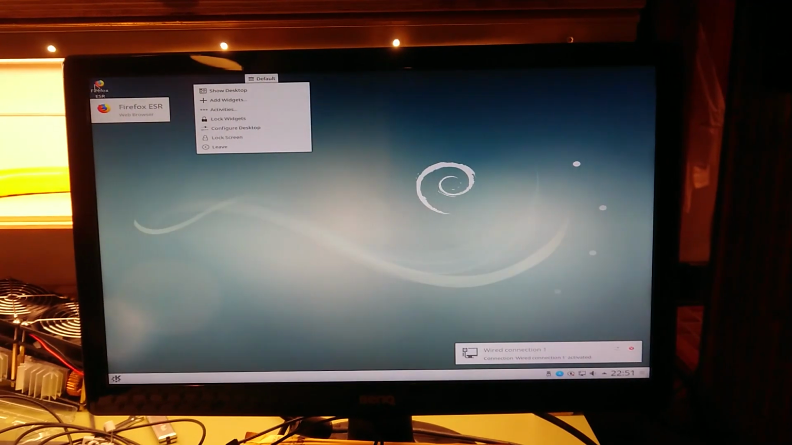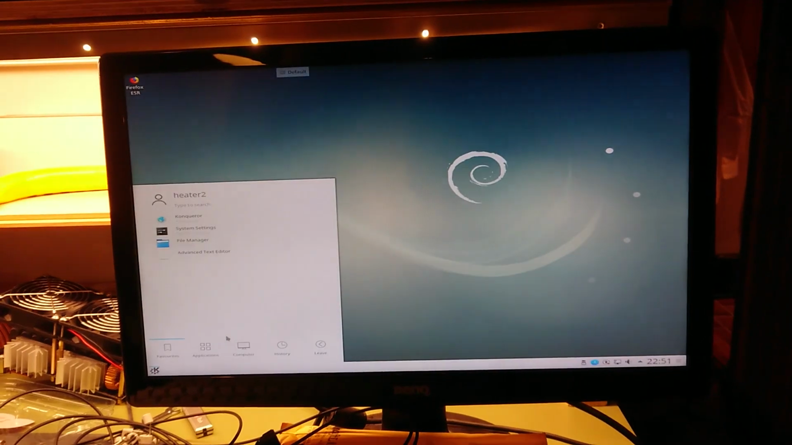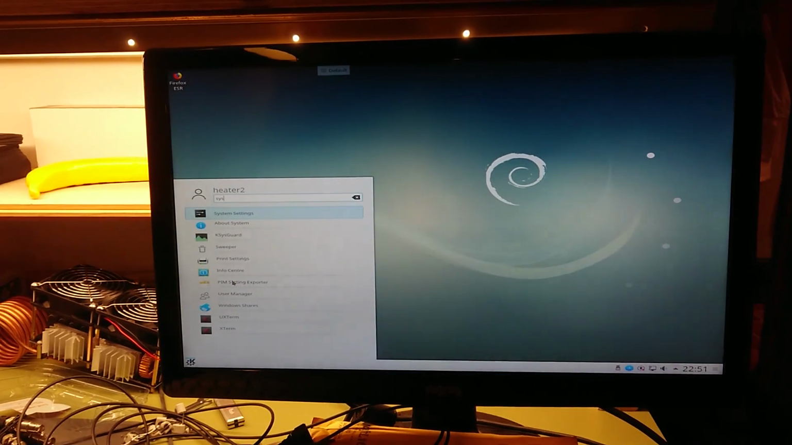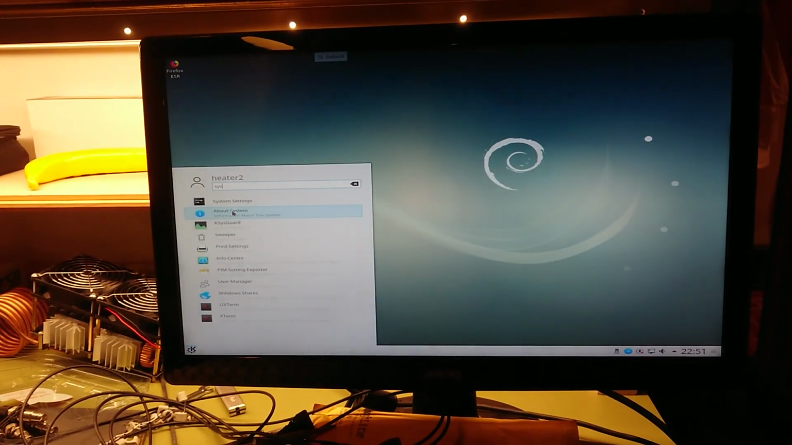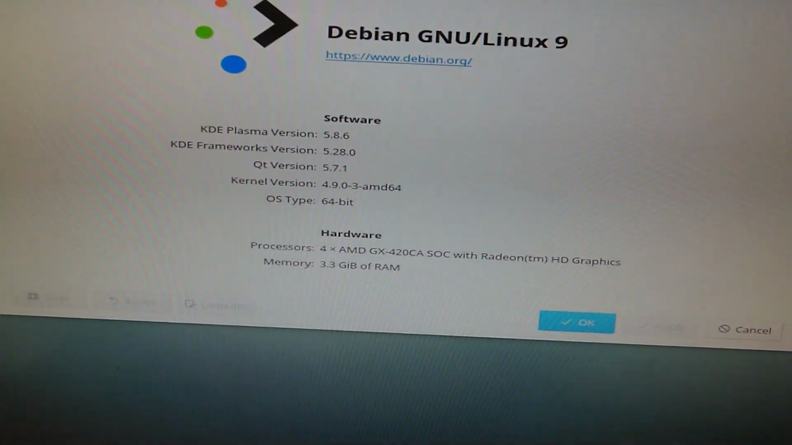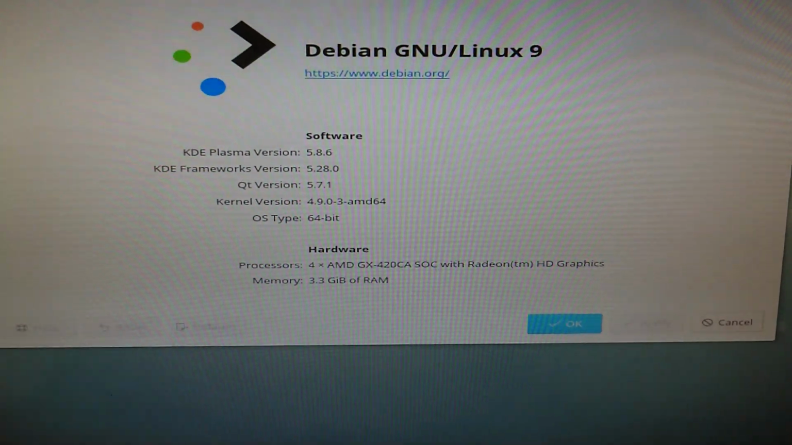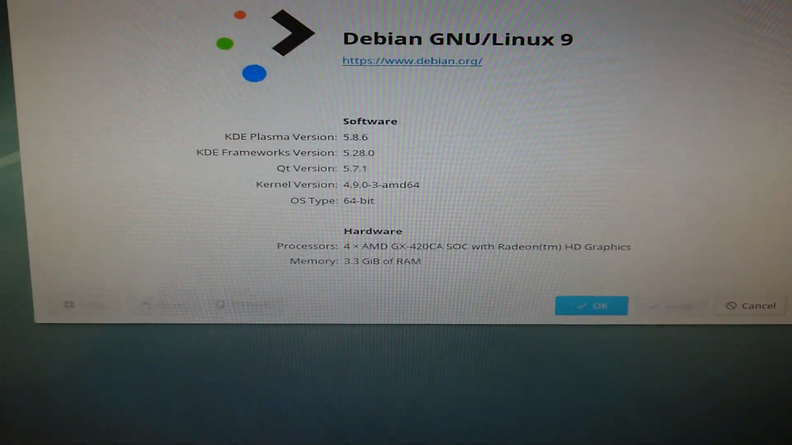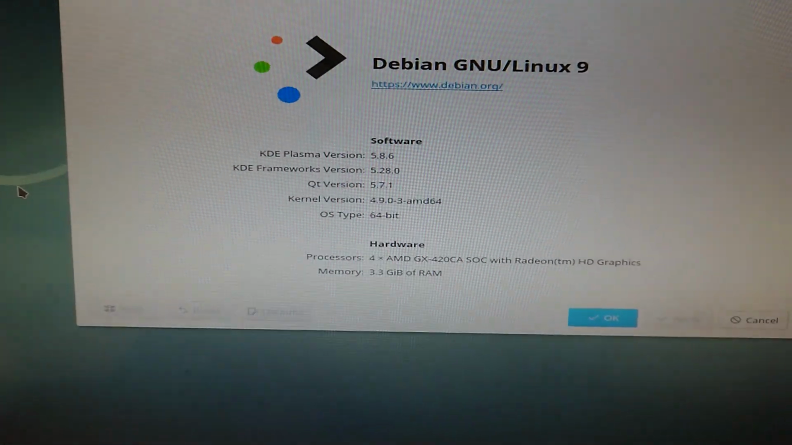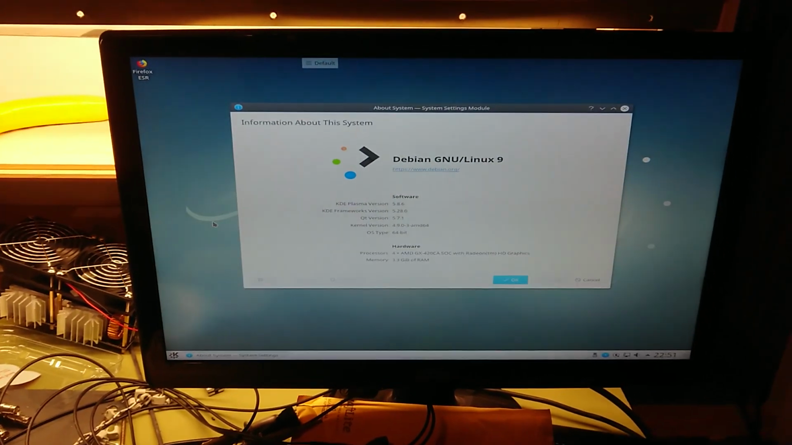It does, however, look a little slower than I'm used to. I didn't remember it as quite this slow. So let's see about system. As we can see here, running Debian Linux 9, the CPU, and it has 3.3 gigabytes of RAM because it shares some 700 megabytes for the graphics card. So yeah, that's a little bit about turning a thin client into running Linux on an external hard drive.